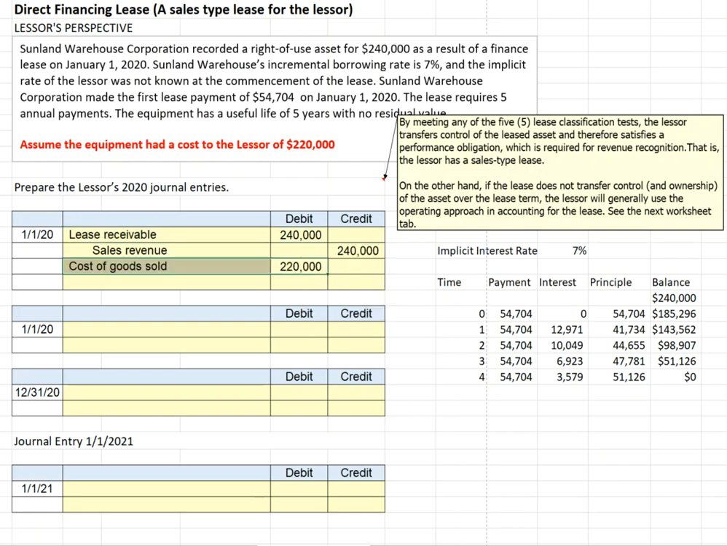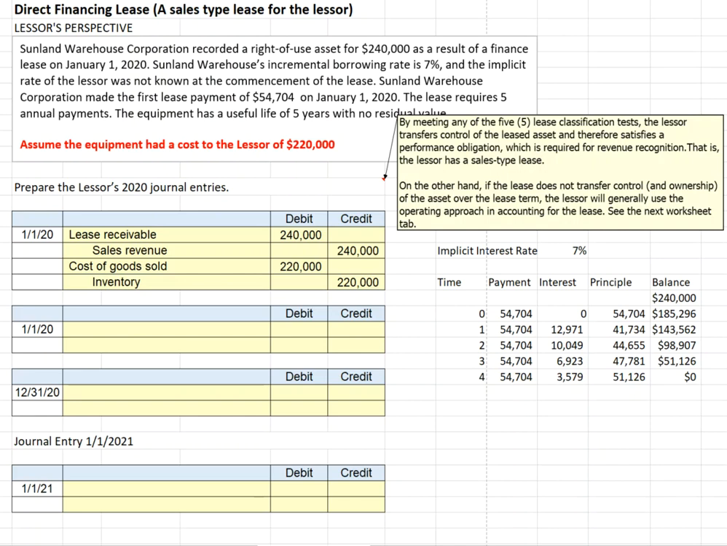Also, at the time of sale, we need to record the cost of goods portion of the entry. We're told the equipment had cost the lessor $220,000, so we record cost of goods sold, an expense of $220,000, and we reduce inventory by $220,000. Again, we're simply treating this as a sale by the lessor.